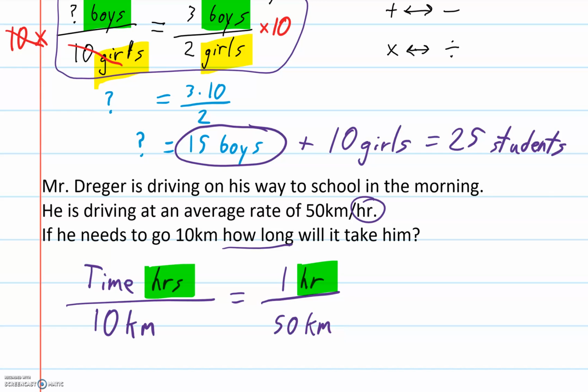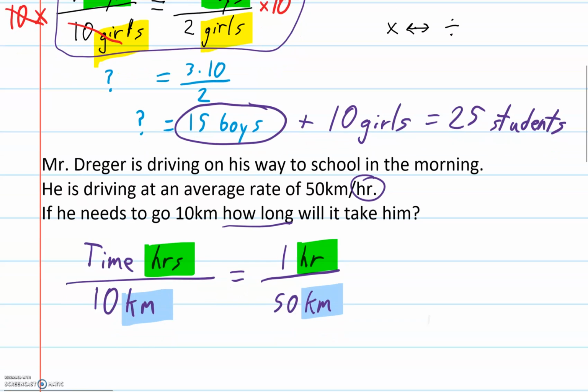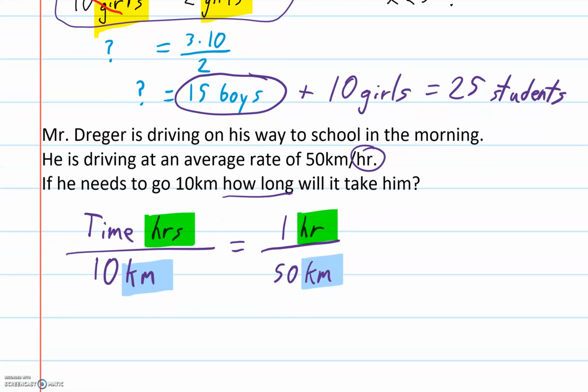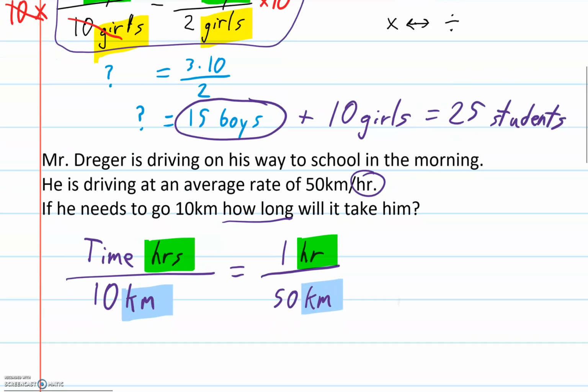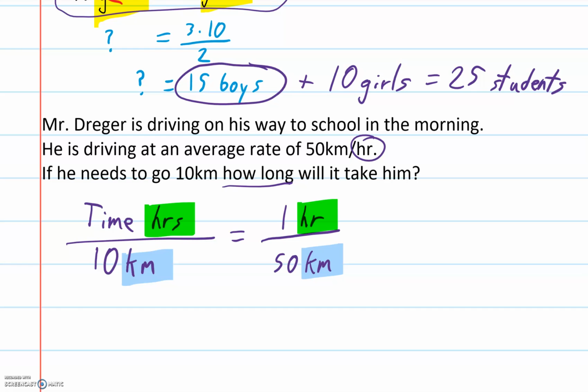Okay, same unit on top. Same unit on the bottom. Now we have our setup. We want to know how much is the time, and we know that he has to go 10 kilometers total, and I know the rate, which I have now put in. Okay, now let's try and do opposite operators. Well, we're dividing by 10 right now, so we need to multiply by 10.